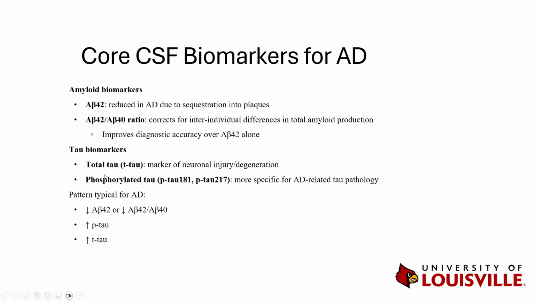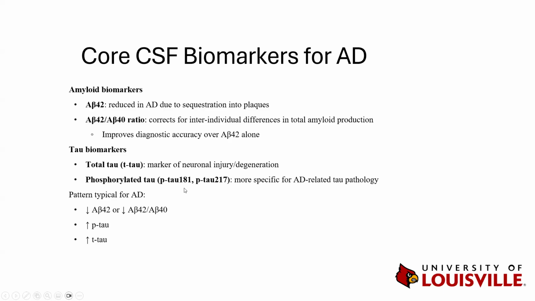Tau markers are another thing that is important as well. Again, going back to my earlier point of using troponin as a biomarker, total tau isn't necessarily specific to a disease process. It can be elevated in any sort of neuronal injury, which would reduce its specificity. Phosphorylated tau is more specific for AD-related tau pathology. And we'll discuss a little bit more about these two different numbers, 181 versus 217.